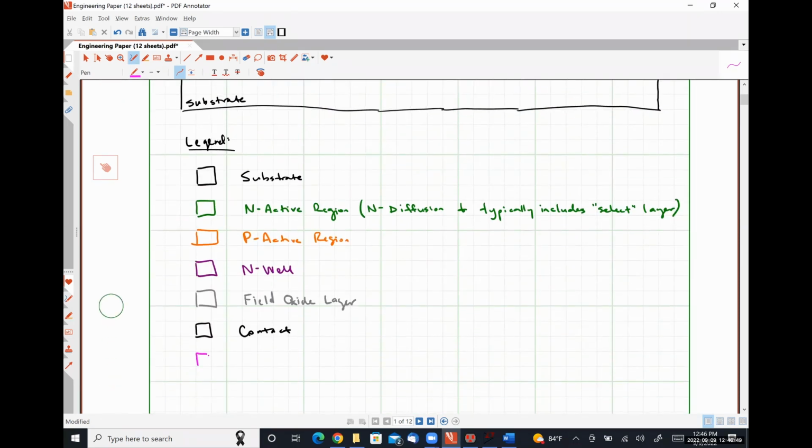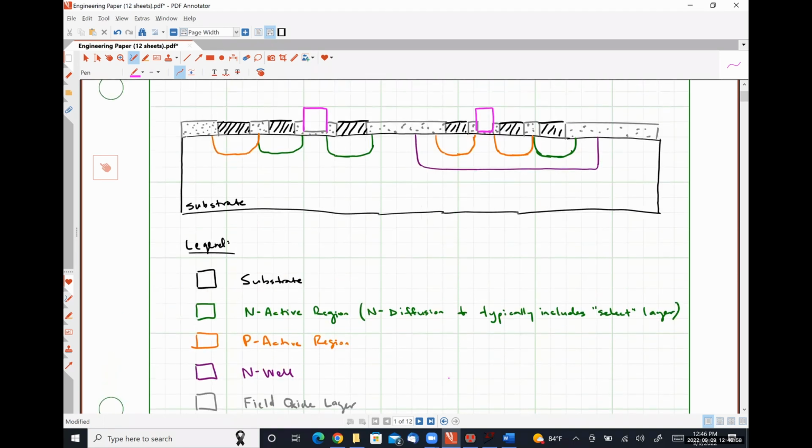Now for the inverter, we only need a single polysilicon layer. But in the creation of some analog integrated circuits, multiple polysilicon layers are used to do several different things, like form capacitors, form resistors, and things like that. And so when we start talking about the polysilicon layer, I'll introduce those other concepts as well.